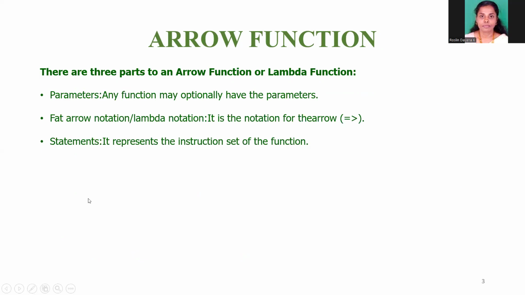There are three parts to an arrow function or lambda function. They are parameters. Any function may optionally have parameters; they may or may not be there. And the arrow notation. Arrow notation is also called lambda notation. It is the notation for the arrow statements. It represents the instruction set of the function.